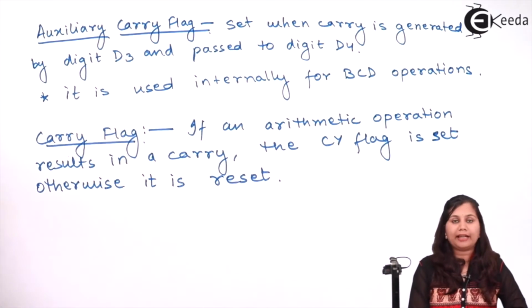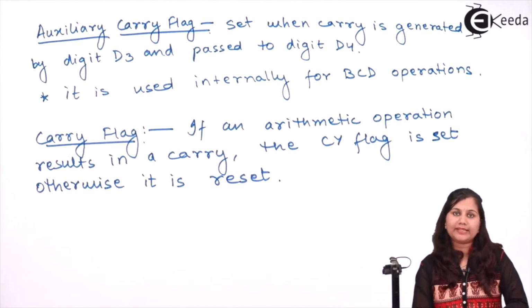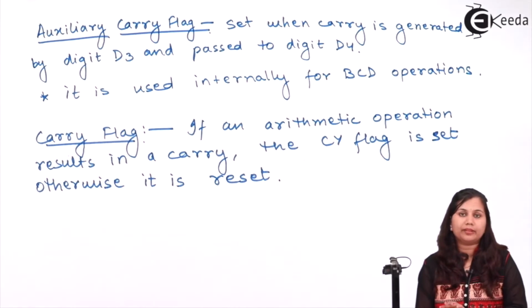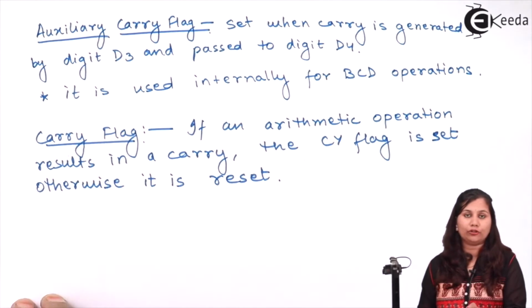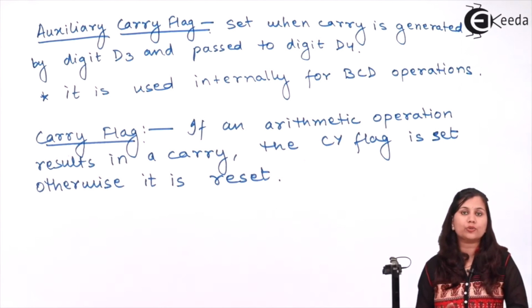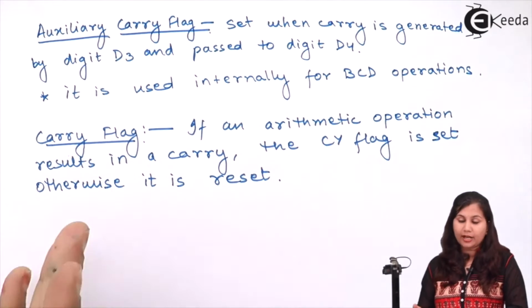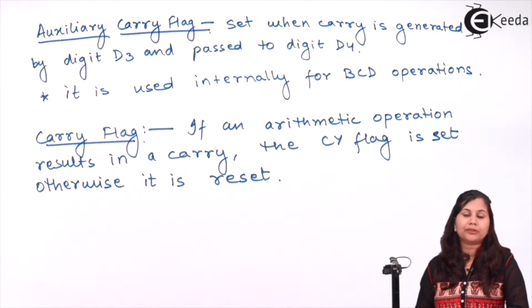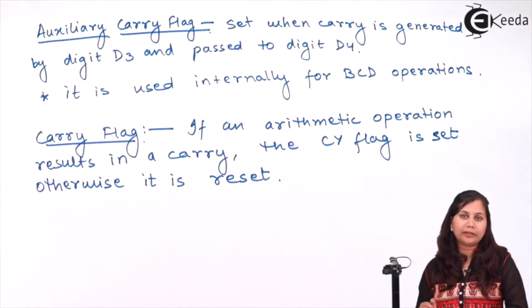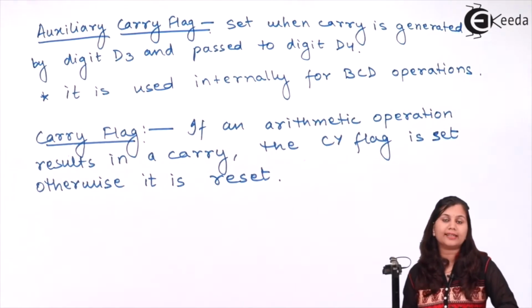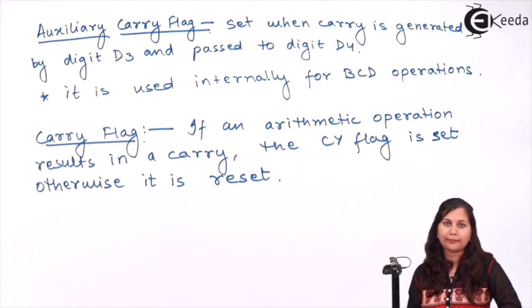So these were the 5 flags used in the 8085 microprocessor. Now, besides the flag register, the accumulator and the 6 registers, there are 2 additional registers in the 8085. These registers are 16-bit registers. The accumulator, flags and the 6 registers B, C, D, E and HL are all 8-bit registers. There are 2 additional 16-bit registers. They are the stack pointer and the program counter.